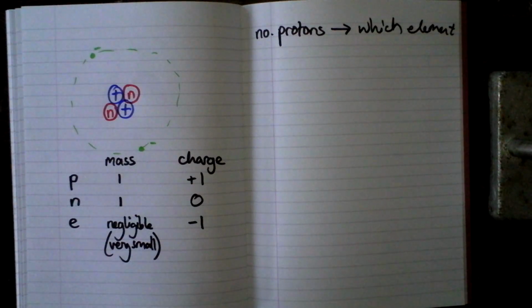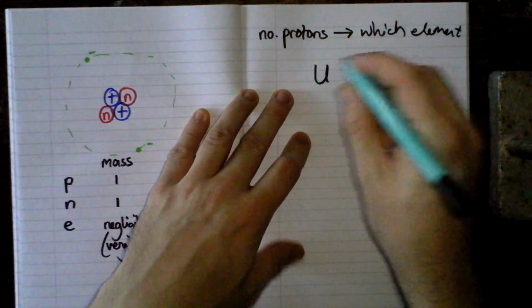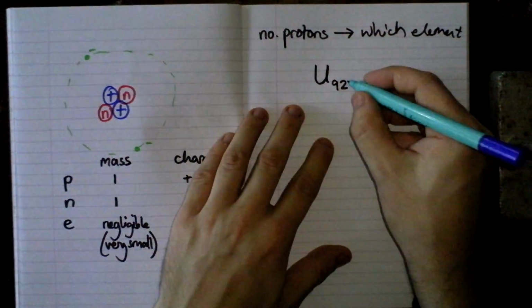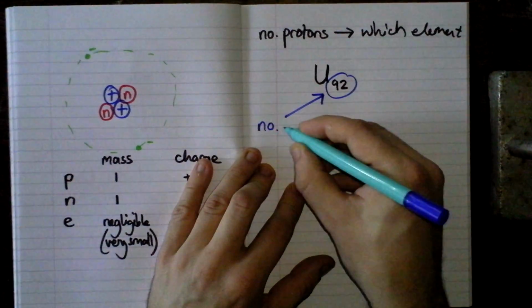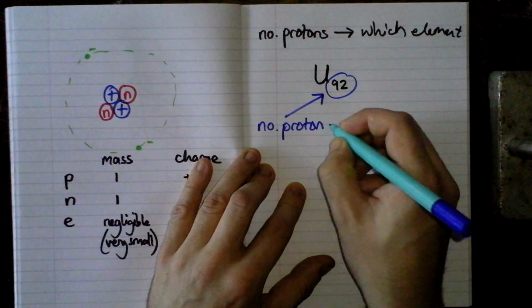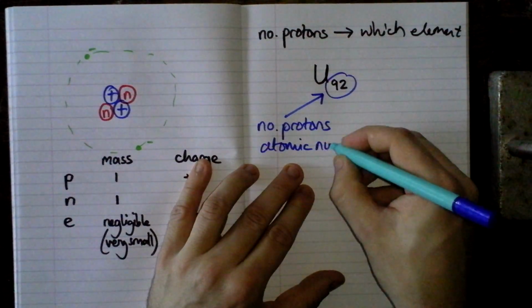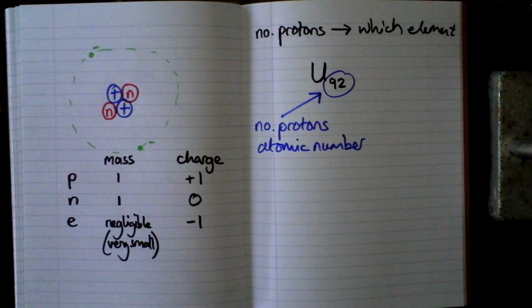Now, the way we write this is, if I give you an example of uranium, uranium has 92 protons. So we always write the number of protons there at the bottom. We can call it the proton number. We can call it the atomic number. And it tells you exactly which element it is, because anything with 92 protons is always uranium, and so it's always going to behave like uranium.